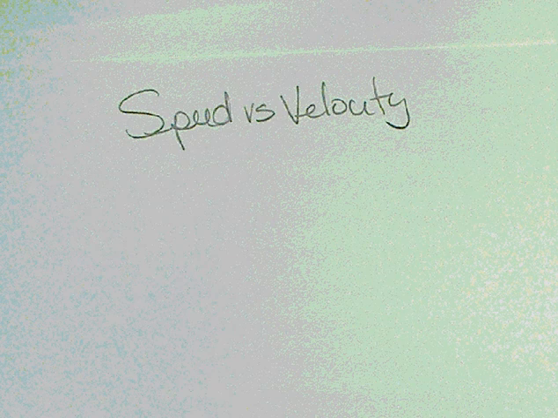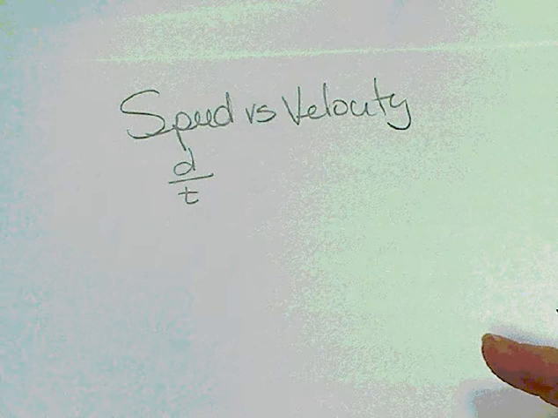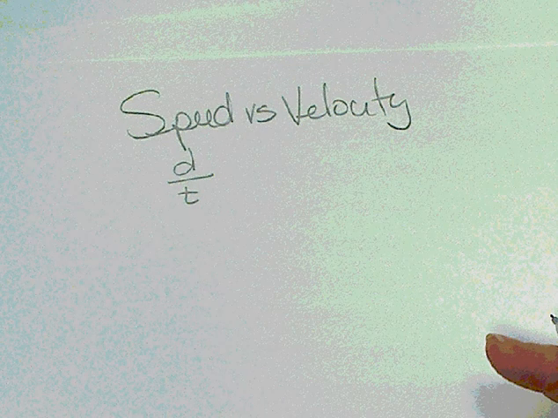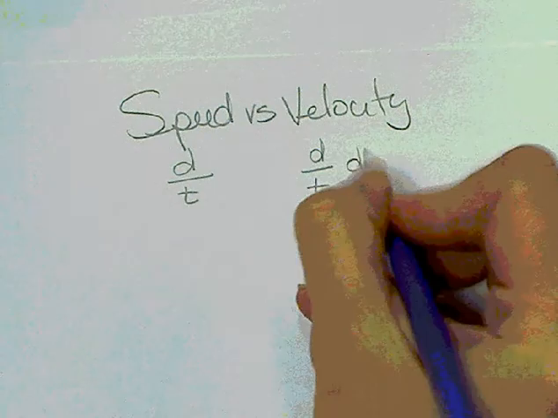Speed versus velocity. After watching the short mini video, let's talk for just a second about the difference between speed and velocity. Speed is an amount of distance over time, and velocity is also the amount of distance over time, but something is added to velocity: the direction that you're going.